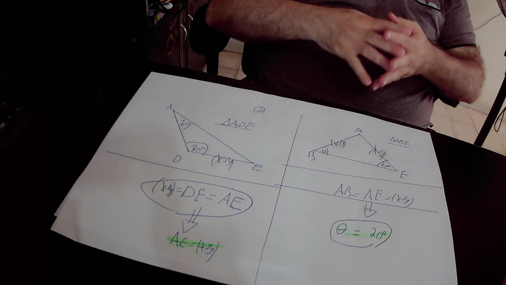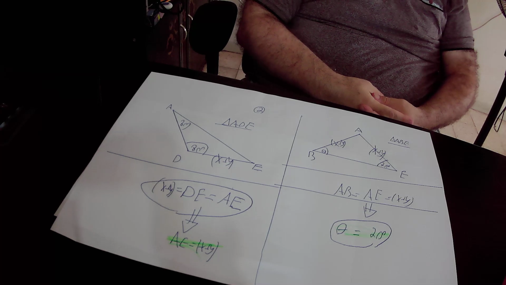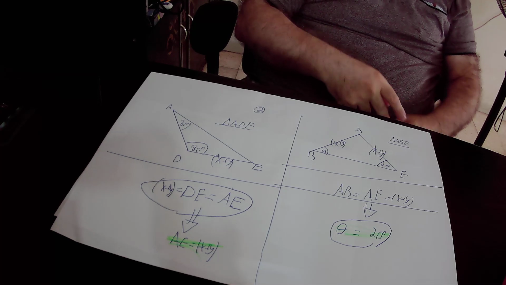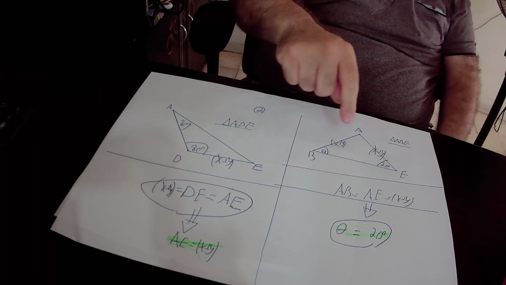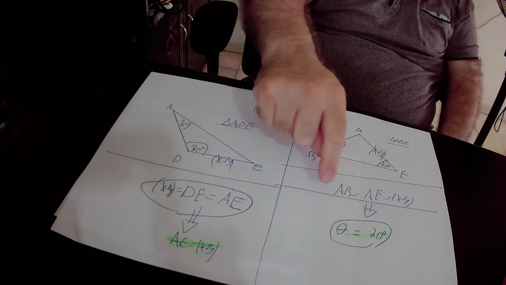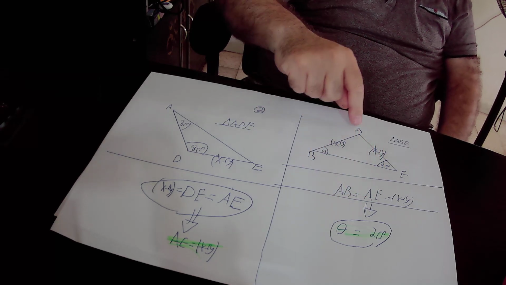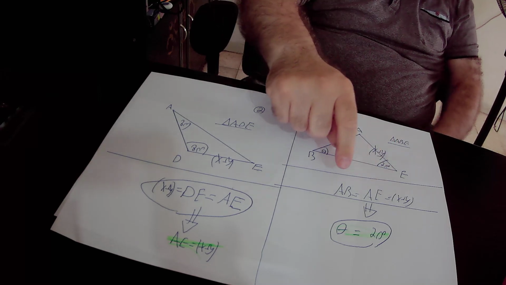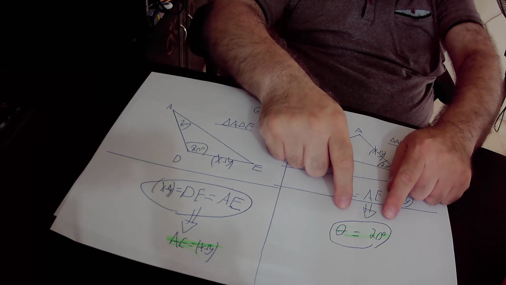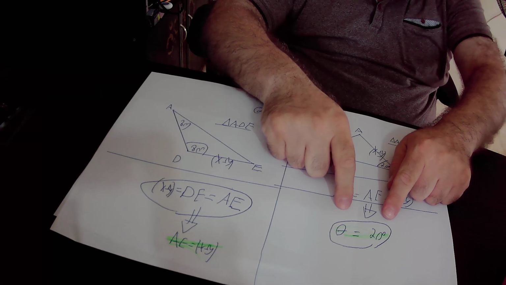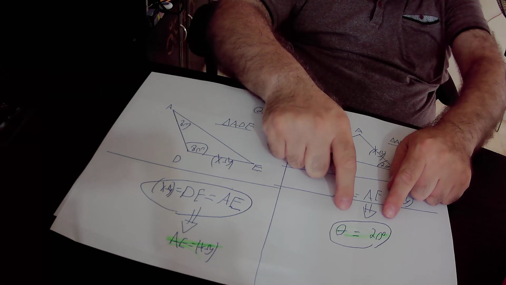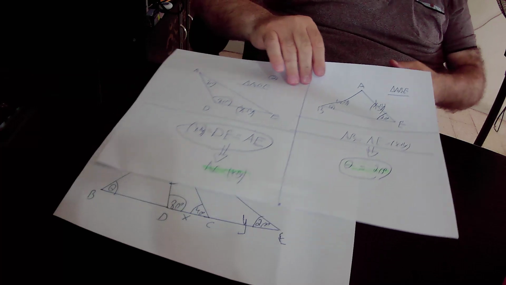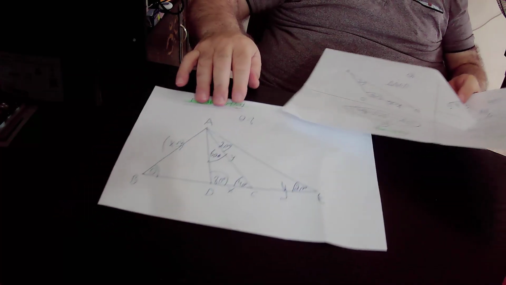And we have the rule that opposite equal sides in a triangle there are equal angles. Opposite this side AE we have angle theta. Opposite this side AB we have 20 degrees. So those two angles must be equal to each other, according to the rule that I mentioned. That is to say, angle theta equals 20 degrees. We finished with the first method, then I presented to you the second method.